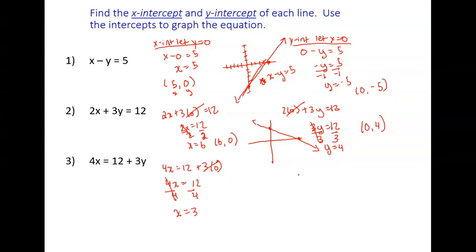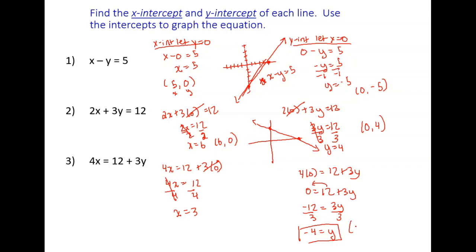Now we're going to do the same over here, but we're going to let x equal 0. Sorry, I thought I messed it up. So we have 4 times 0 equals 12 plus 3y. So now we're left with 0 equals 12 plus 3y. Let's bring the 12 over here. So in order to do that, it has to become a negative 12, right? Because it was a positive over here. Divide this side by 3, divide this side by 3. So I get negative 4 is equal to y. So this is another way. Oh, sorry, that means that it's 0 and negative 4, and this one is 3 and 0.